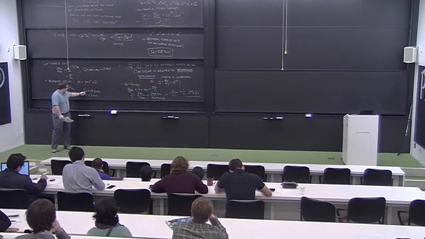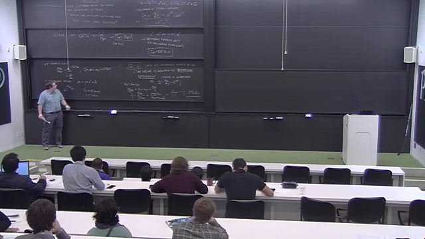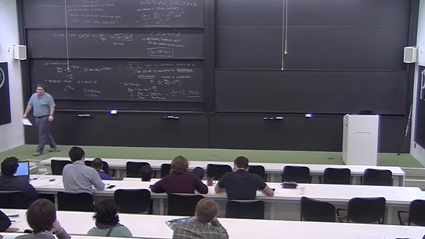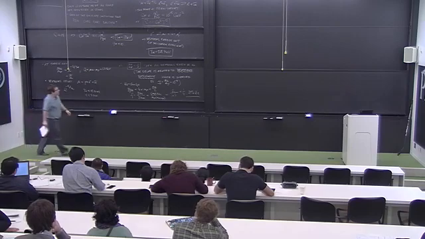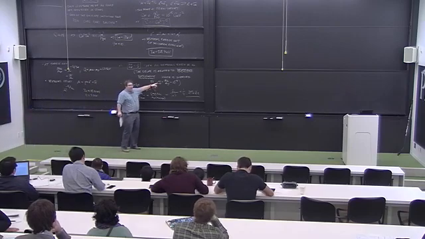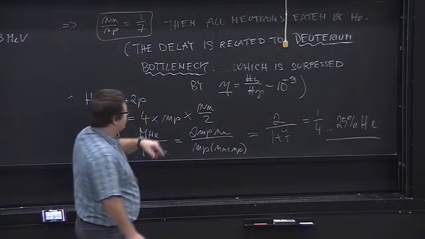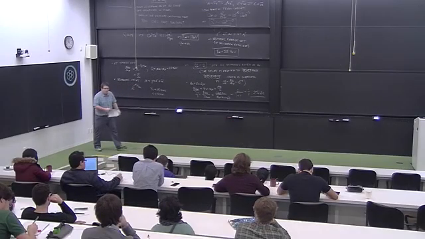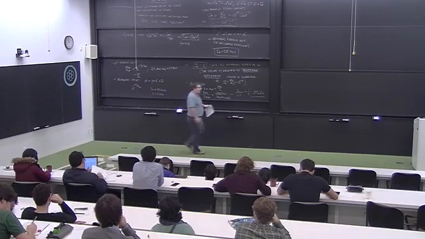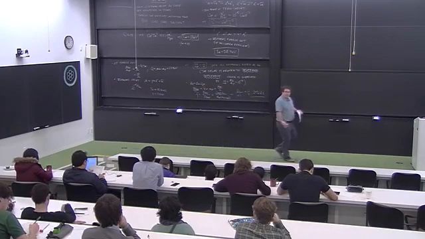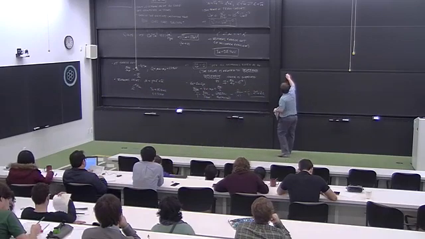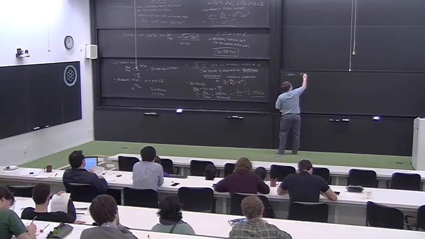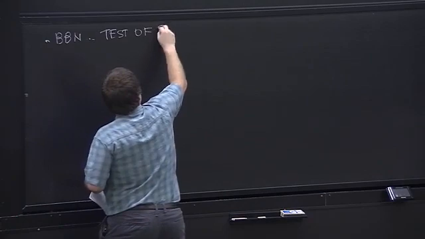It depends on the decay time of neutrons. It depends on the masses of protons and neutrons. It depends, crucially, on this parameter eta, as you will see in your handout, and so on. So in some sense, BBN provides a real test of fundamental physics. BBN is a test of fundamental physics.